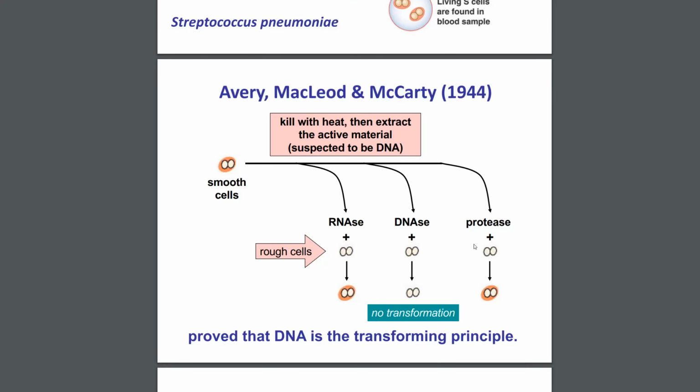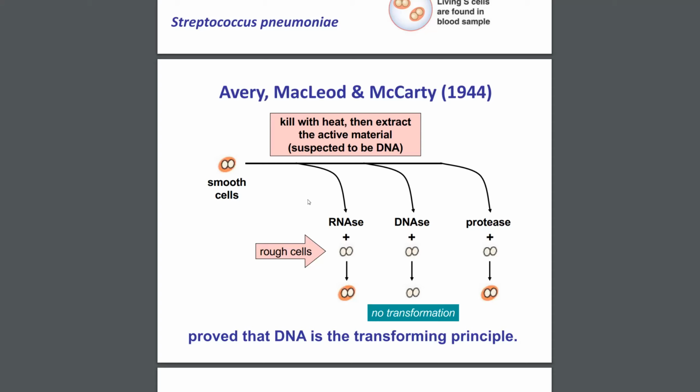So even though he knew that something was going on in terms of why the heat-killed S cells and the rough cells come together to kill the mouse, he didn't know exactly what the underlying factor of transformation was. But that was where this experiment happened in 1944 by Avery, MacLeod, and McCarty, right?